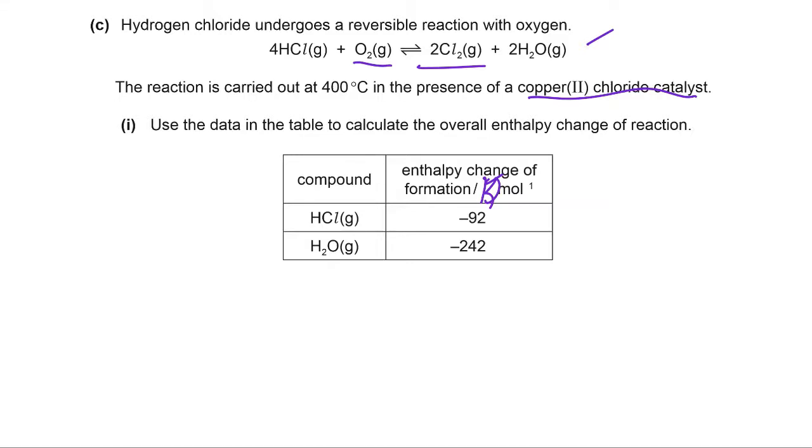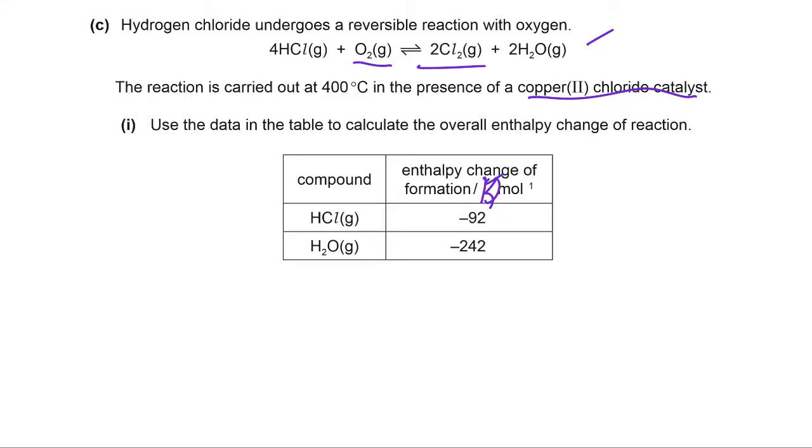Why? Because both of these molecules are not compounds. They are already elements, and formation means formation of a compound from its elements. Here oxygen and chlorine are already elements, so we don't have enthalpy change of formation for them, so we will neglect both of them.